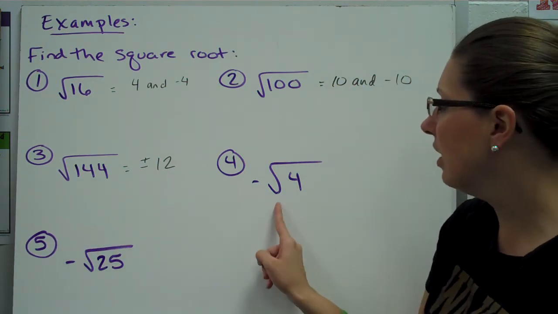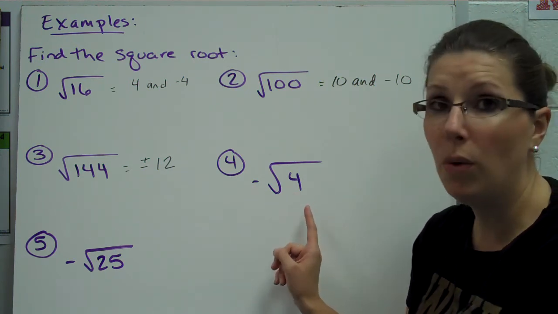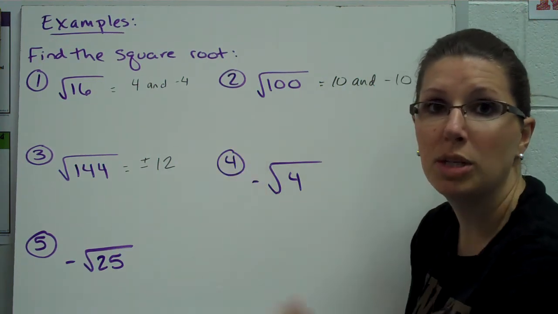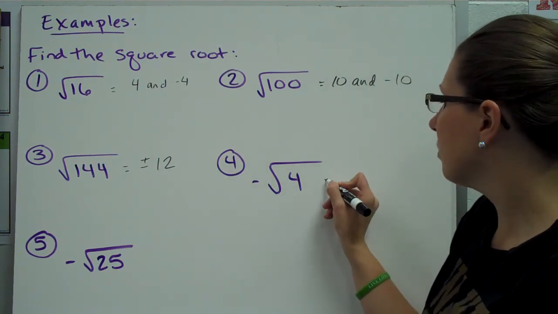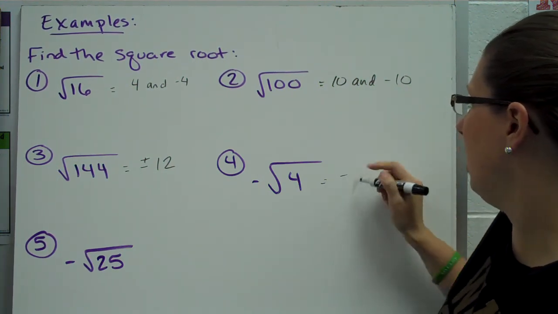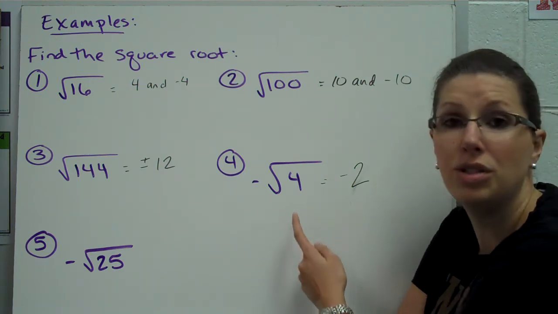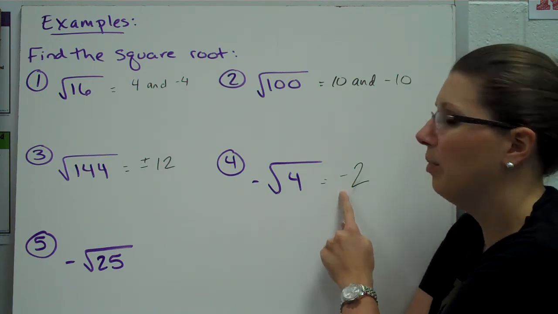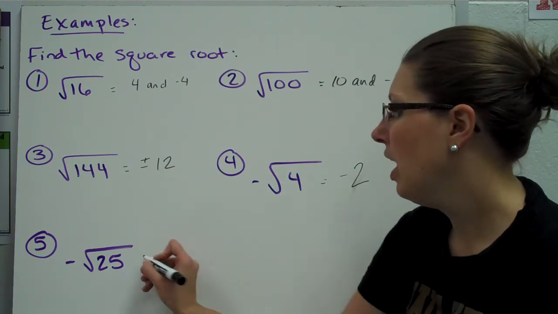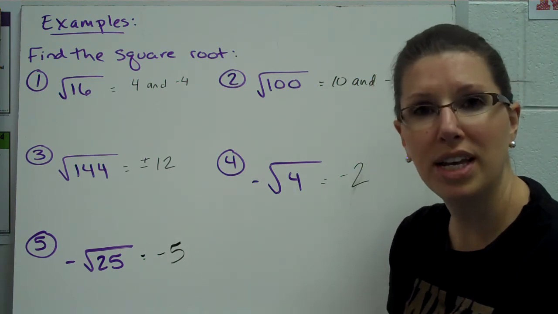All right, let's take a look at number 4. This is actually the negative square root of 4. So what we need to concentrate on is taking the square root of 4 and then multiplying it by negative 1. So in this case, our answer is just going to be negative 2. Because the square root of 4 is 2, and then we're multiplying it by negative 1. So it's just negative 2. And this one would be negative 5. Pretty easy, right?